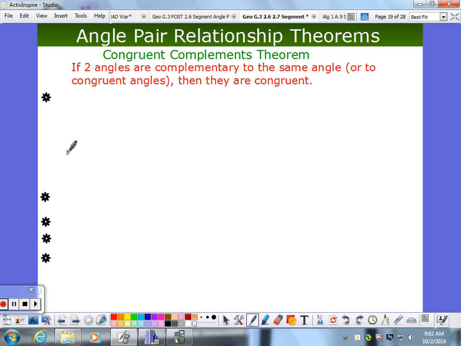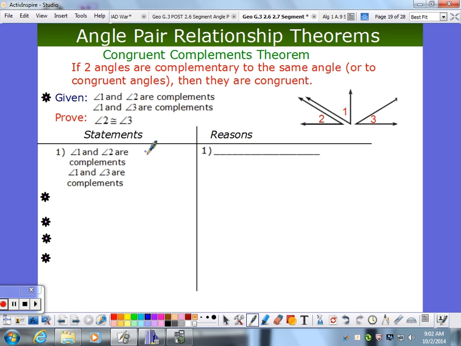The congruent complements theorem is almost the same thing except for 90-degree angles. If you have two sets of angles that are complementary, they add up to 90 degrees. Angle 1 and 2 are complements, angle 1 and 3 are complements, then because we have the same angle here, 2 and 3 are congruent. And this proof is going to be pretty much the same thing.